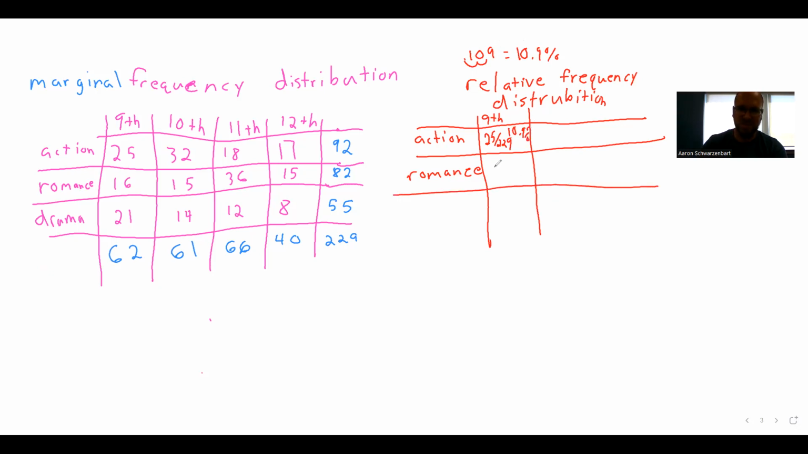Romance, I do 16 divided by 229 and get 0.070, and I convert to 7%. Drama, 21 divided by 229 gives me 9.2%. And the bottom is totals. 62 divided by 229 is 27.1%. I can repeat this for 10th, and yes, I must fill out the entire table.